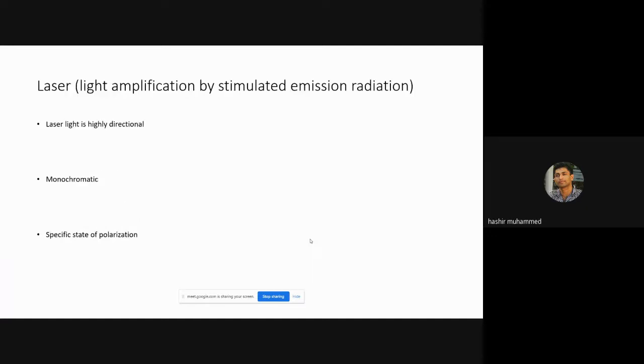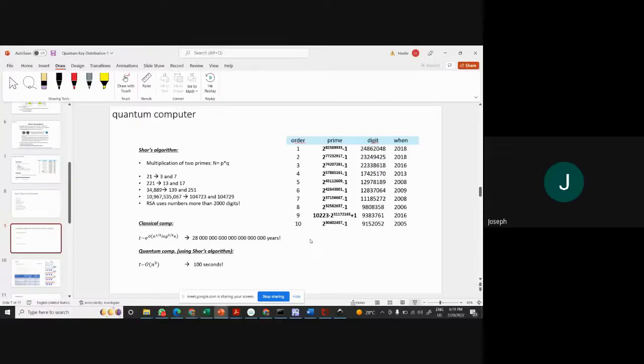So, laser, that's a very important component. We cannot use an LED to demonstrate a QKD system, as far as I know. We need a laser as a source to demonstrate an experimental QKD system. So what is a laser? Light amplification by stimulated emission of radiation.